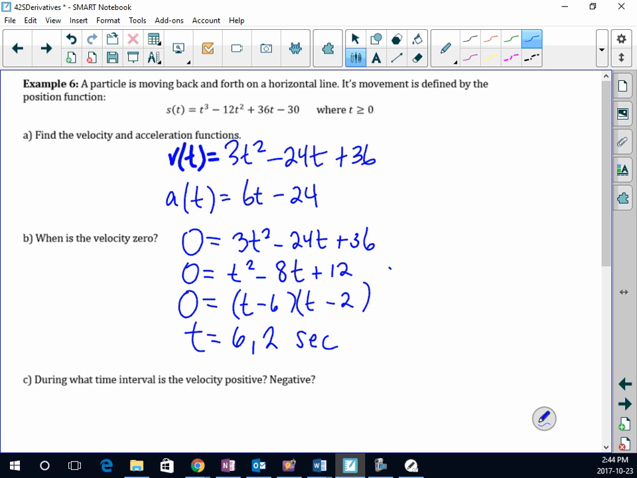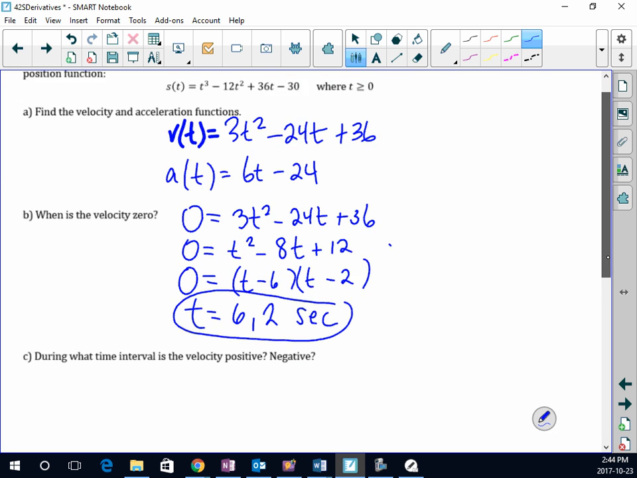Yes. Yeah? So when I factor out, I'm actually not factoring out the 3. What I'm doing is I'm using algebra and dividing both sides by 3. So, yeah. Okay, during what time intervals is the velocity positive?